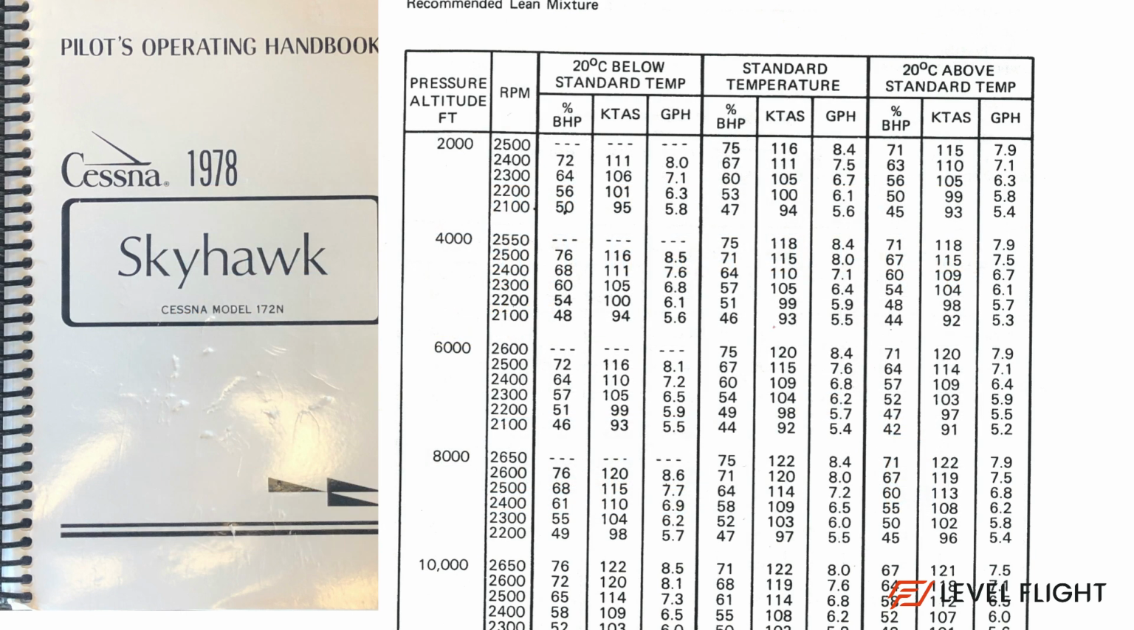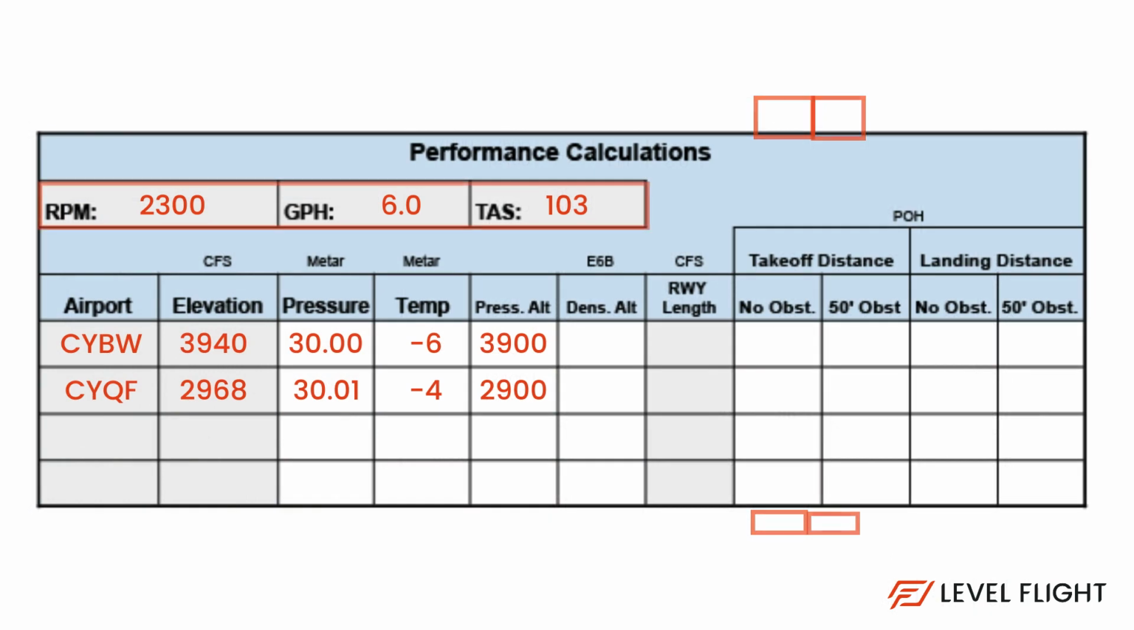Should we interpolate between temperature ranges? Well, if we look at this chart, we see there really isn't much of a difference. Being only 5 degrees away from the standard temperature, we will just use that column. As we work our way over to the standard temperature column, we find percentage brake horsepower, which we won't be using today. Our true airspeed reads 103 knots, and our gallons per hour reads 6.0. We can now record those numbers into your nav log.